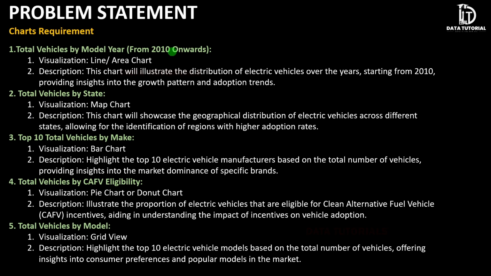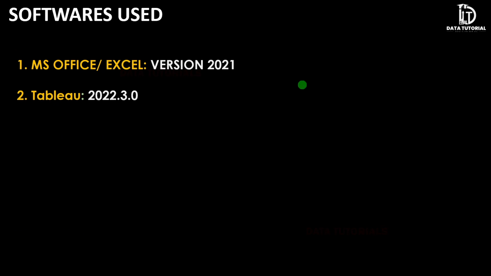All right. The software which we are going to use in this project, the first one is MS Office or Excel. The version which we are using here is 2021. You can use any version greater than 2021, but I would recommend you to use the latest version. As we are not going to spend much time on Excel, not to worry about that.